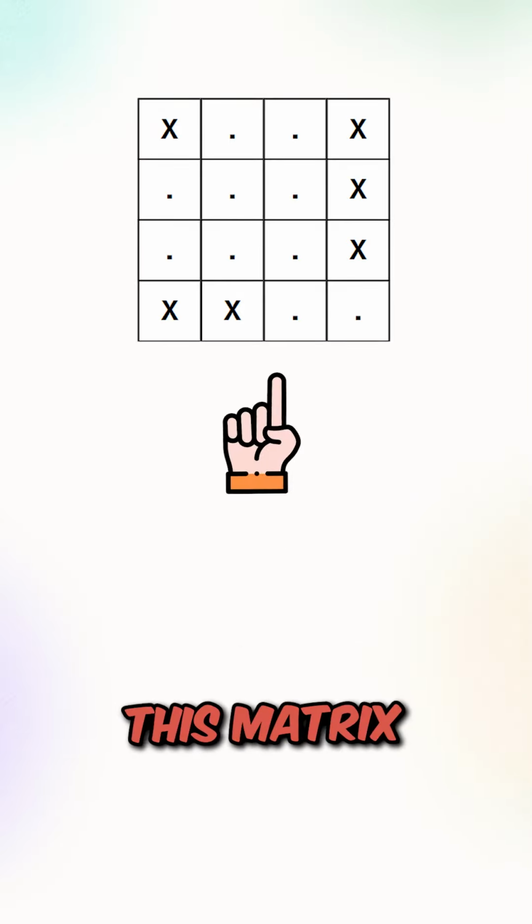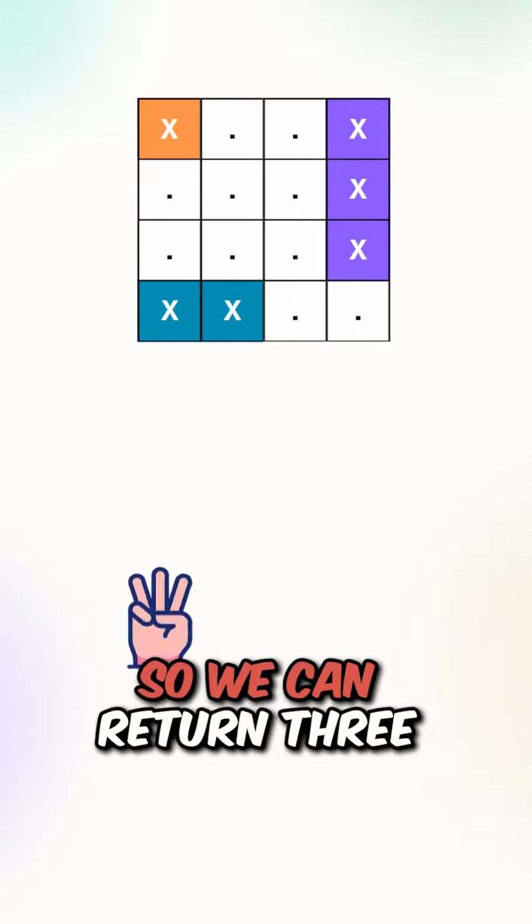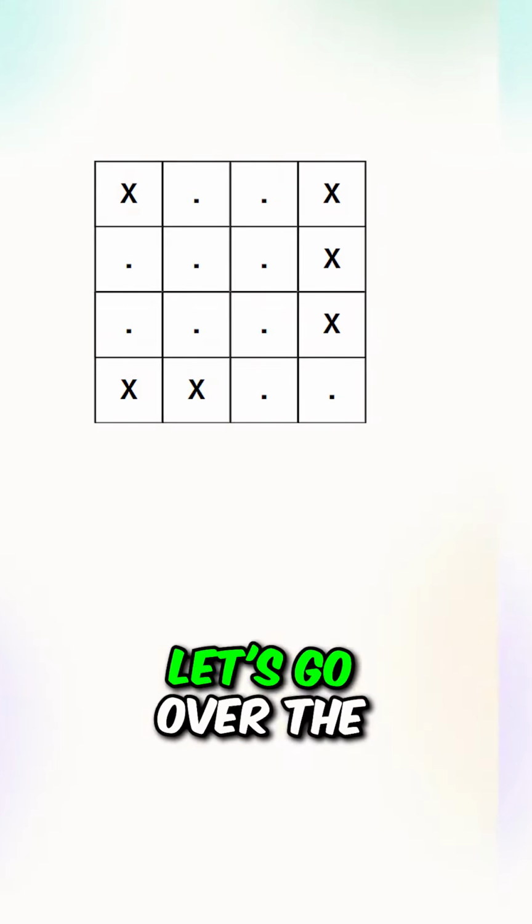Let's say we're given this matrix, we have 3 possible battleships, so we can return 3. Let's go over the thought process.